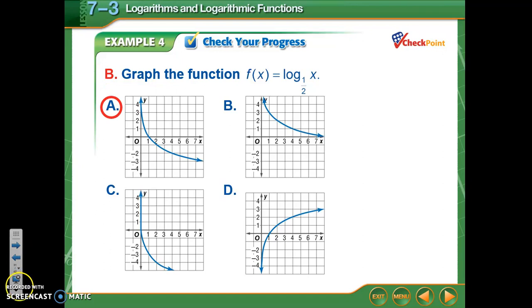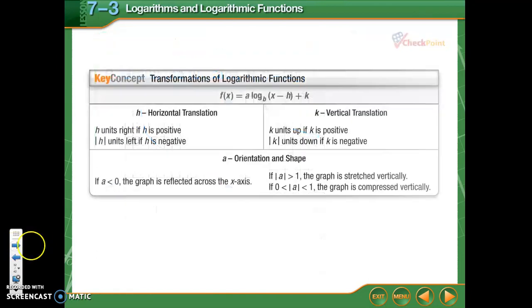In this case, you should have answered A, and your points that you should have are these 3 points right here. So we can see that A most closely matches that. All right, just like with any function, that was our parent function, we can talk about transformations of logarithmic functions.